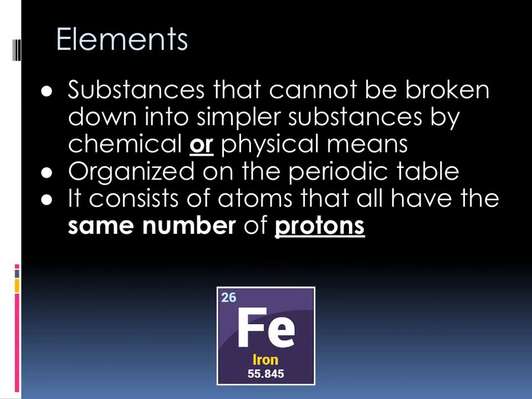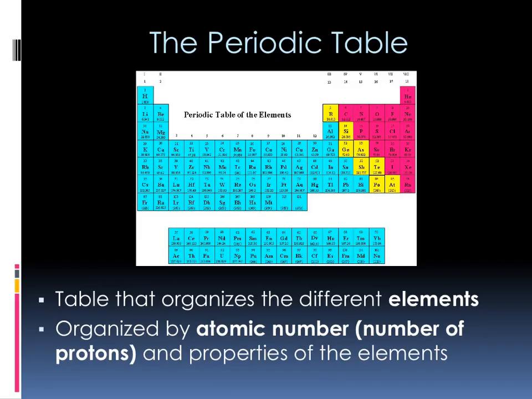It's organized on the periodic table, and a very good point to make is that if something has the same number of protons as something else, then it is the same element. So that is how we organize things on the periodic table. They are organized by the number of protons, and we'll talk about protons in just a minute. So again, the periodic table organizes the elements, and it is organized by atomic number or number of protons.